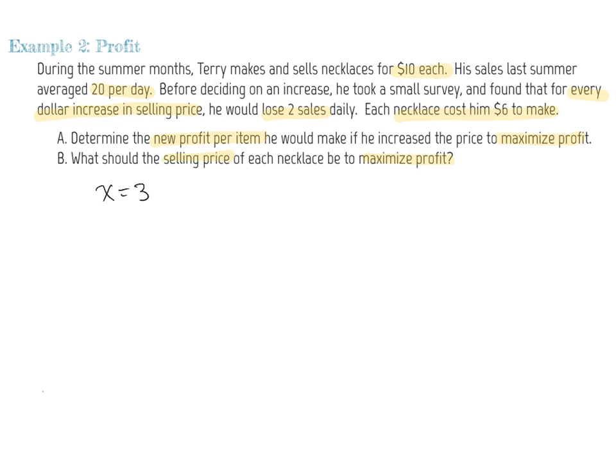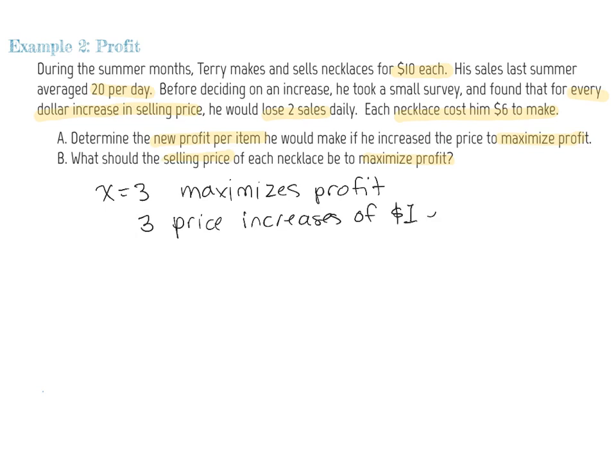Okay, what have we found? We found that x equals 3 is the value that will maximize our profit. But x represents the number of $1 increases in price. So therefore, to maximize our profit, we need to increase the price 3 times, or by $3. 3 price increases of $1 each.